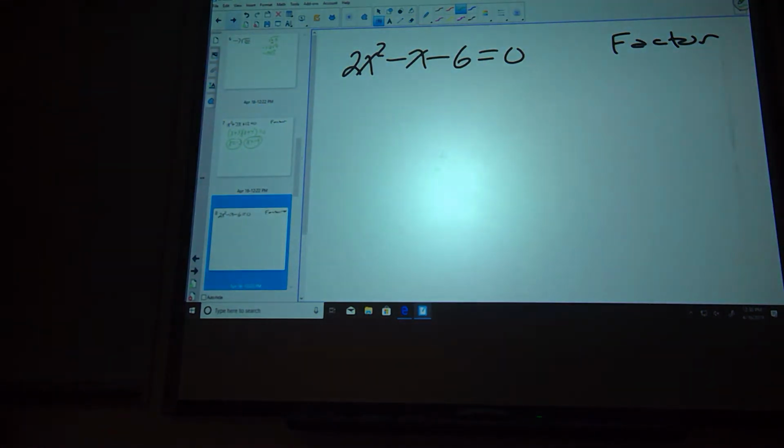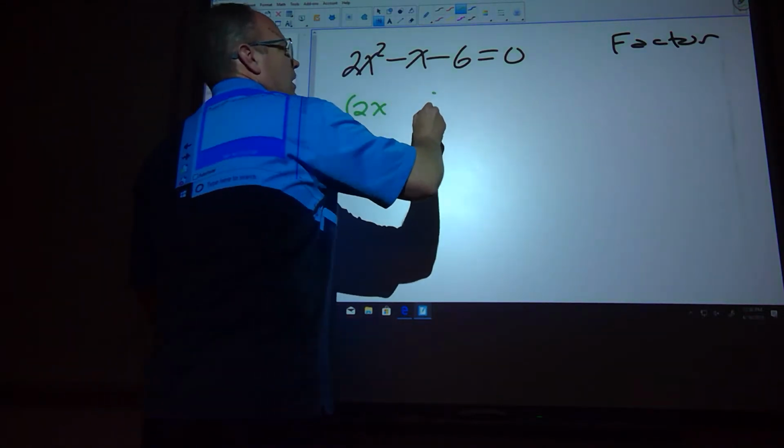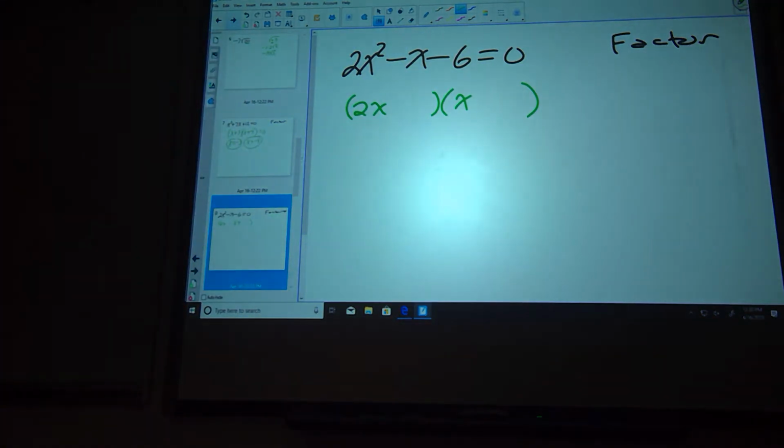Factor this one. This one's going to be a little tougher. I will tell you, you're going to be dealing with 2x and x. See if you can figure it out. And you'll have alternating signs, but I don't know if the 2x has the plus next to it or a subtraction. I don't know if the x has a plus or a minus next to it. You have to figure that out.